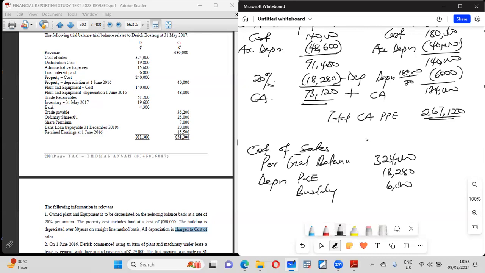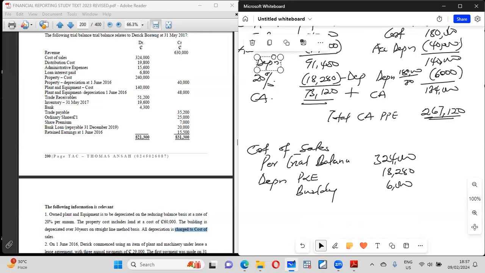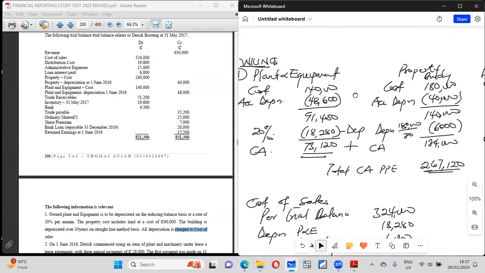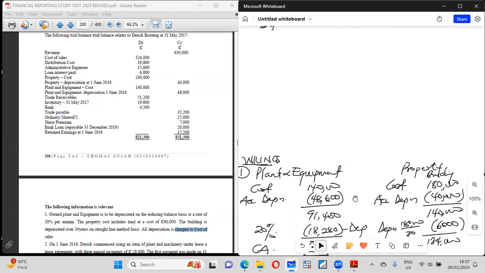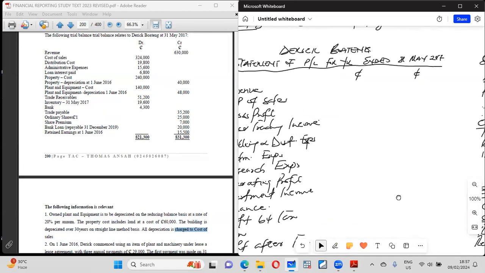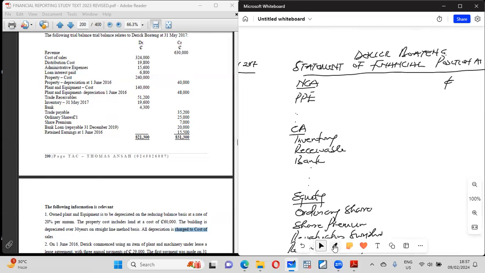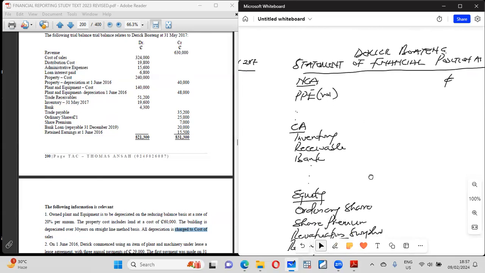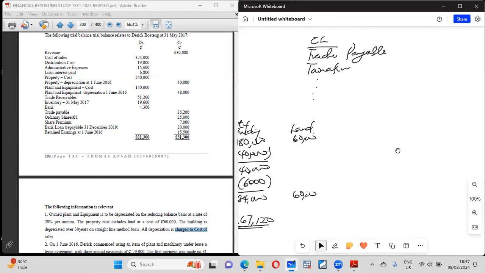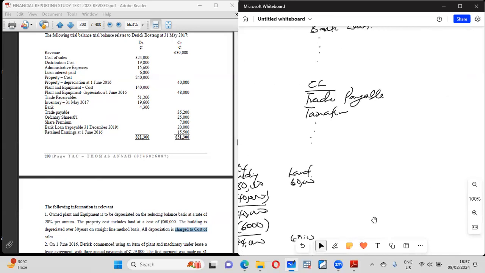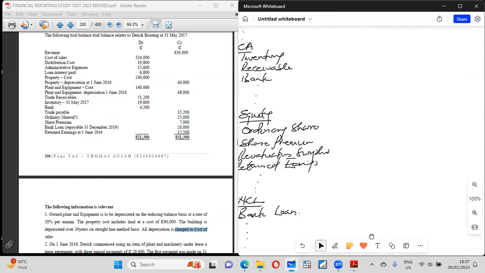But immediately you finish this note that you have done, you don't hesitate. Straight away, go to the balance sheet and slot in the 267,120. Slot it inside. So all you do is come to your balance sheet and say workings 1. So it was what? 247 something. 267,120. That's what you slot in there.